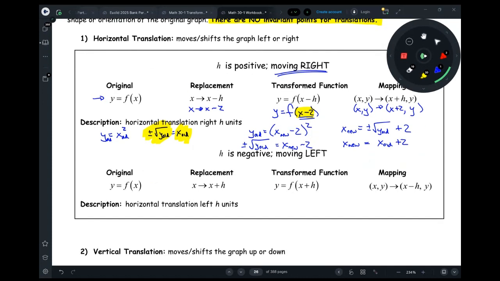And then over here, if you're going to move to the left, what I would do is replace x in the function with, let's say, x plus 3. This would be f of x plus 3. But what that means, in order for me to get that new x by itself, I would have to subtract 3 from the old x coordinate. And that's how I'm getting that, and that's why that moves to the left.